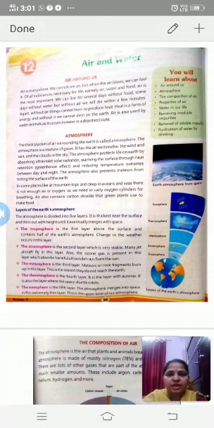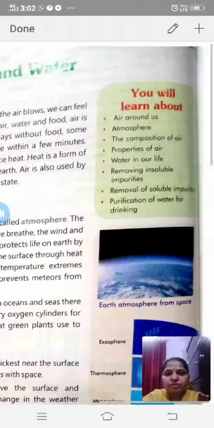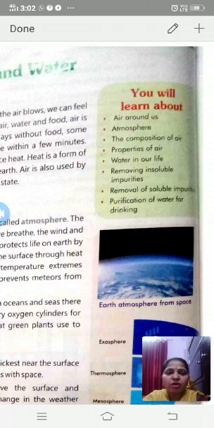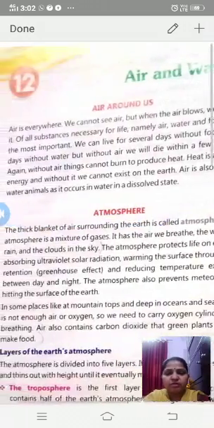And in our science class, we will study Chapter 12, Air and Water. Today we will discuss the air around us: the atmosphere, the composition of the air, and the properties of air. In the next video, we will discuss water: water in our life, removing insoluble impurities, removal of soluble impurities, and purification of water for drinking. So today we will discuss the air.